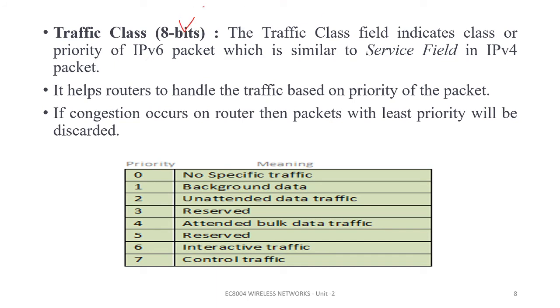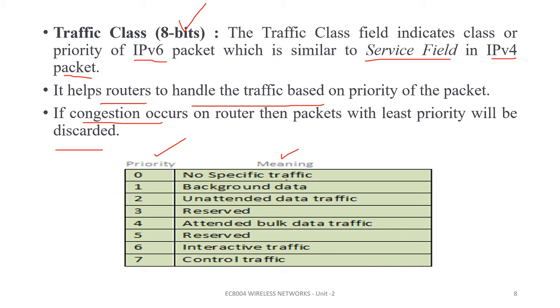Next is the traffic class. It is 8 bits. The traffic class field indicates the class or priority of the IPv6 packet, which is similar to the service field in IPv4 packets. It helps routers handle the traffic based on the priority of the packet. If congestion occurs on a router, then packets with the least priority will be discarded.